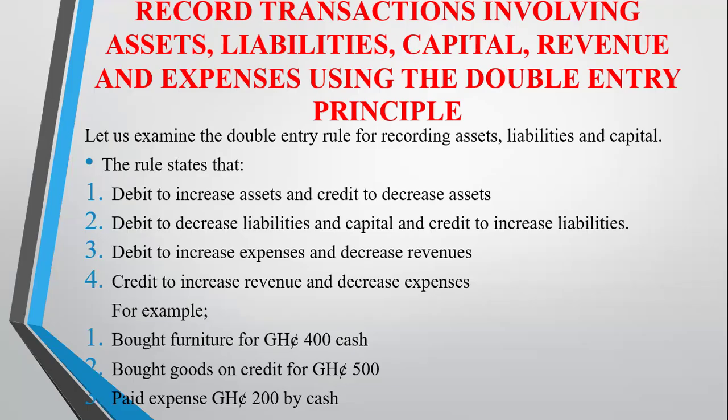Then for our inventory, which is the goods, will be coming into the business. Although we've not made payment, it is still coming to the business, which is going to increase our assets. So if it is going to increase our assets, then we should do what? Debit it. That is all about the double entry principle.